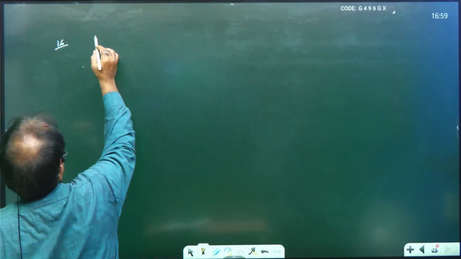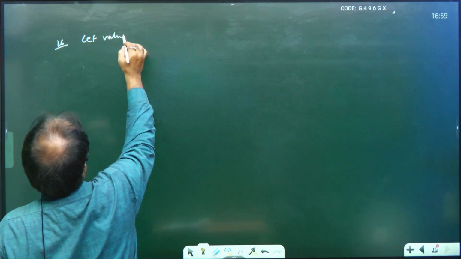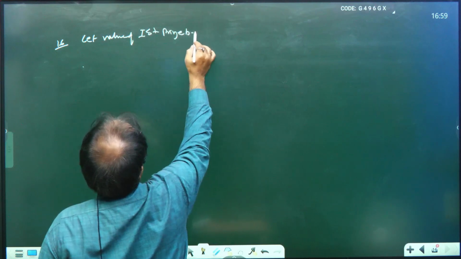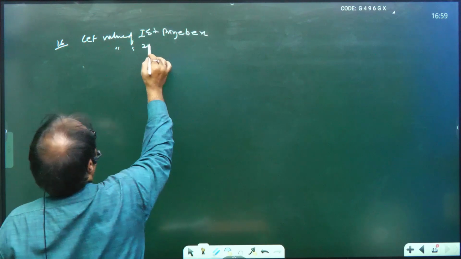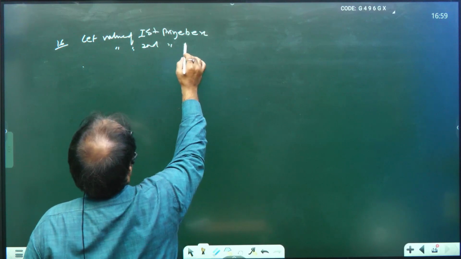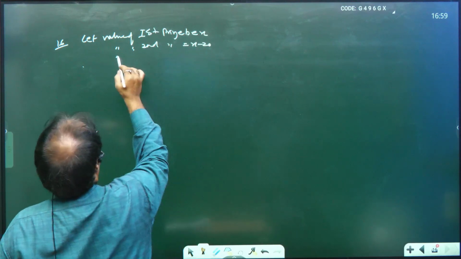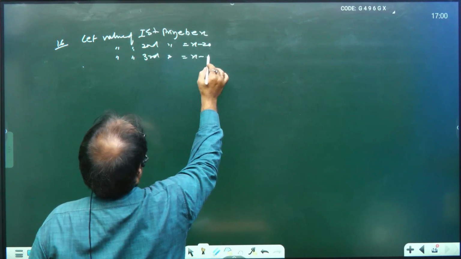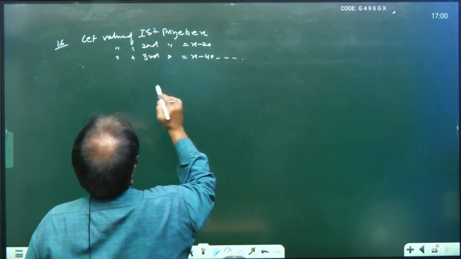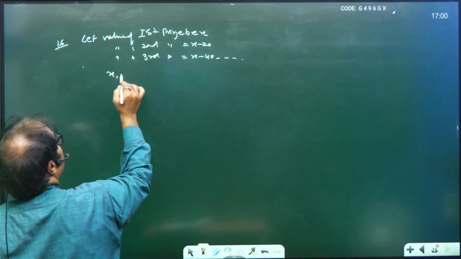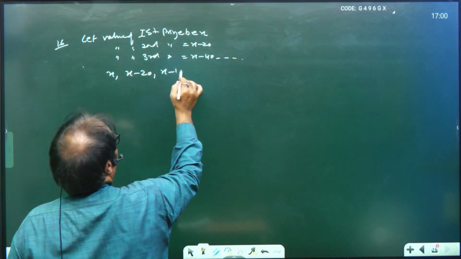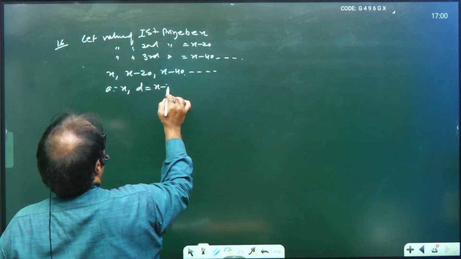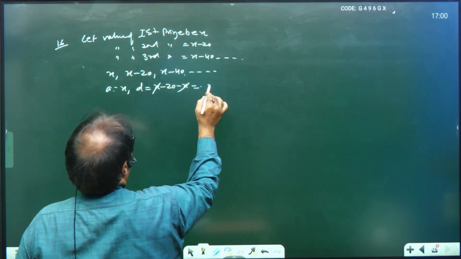So let the value of the first prize be x. Then the value of the second prize will be x minus 20, and the value of the third prize will be x minus 40, and so on, right? So here this sequence will be an AP: x, x minus 20, x minus 40, and so on. So here a is equal to x. What about d? x minus 20 minus x, so the x cancels, so d is minus 20.